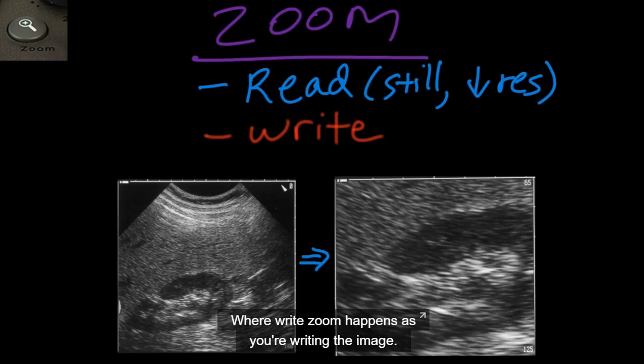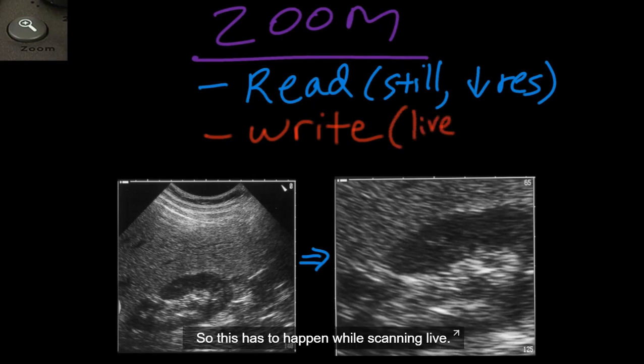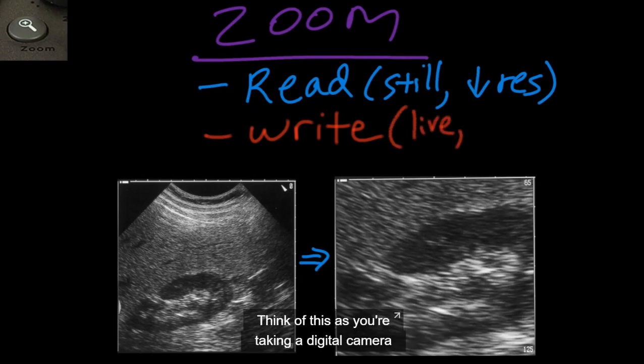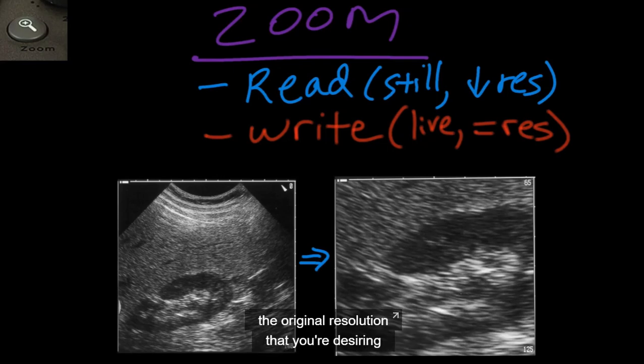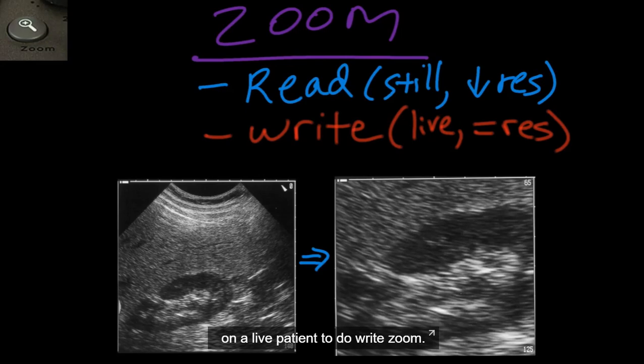Where write zoom happens as you're writing the image. So this has to happen while scanning live. Think of this as you're taking a digital camera or camcorder and you're zooming in before you take the video or the picture. Because you're zooming in live, you can maintain the original resolution. So the advantage is that you maintain the original resolution that you're desiring and you don't pixelate or blur it out like you can with read zoom. The disadvantage is you have to be scanning on a live patient to do write zoom.